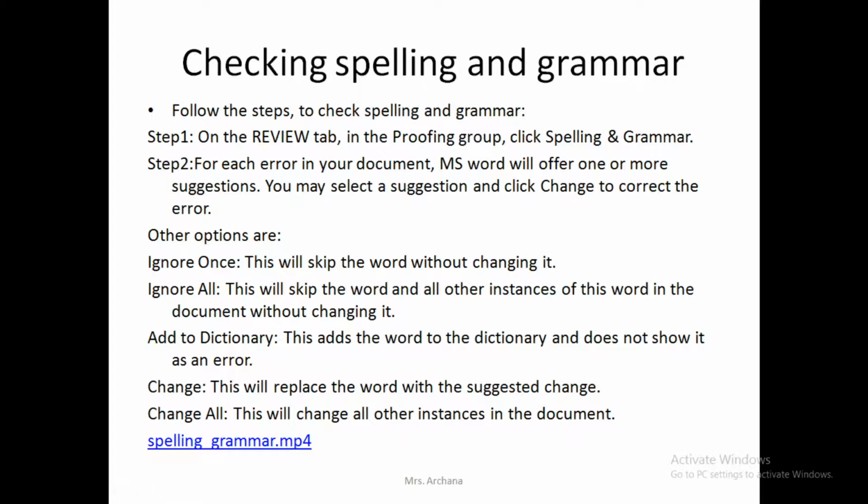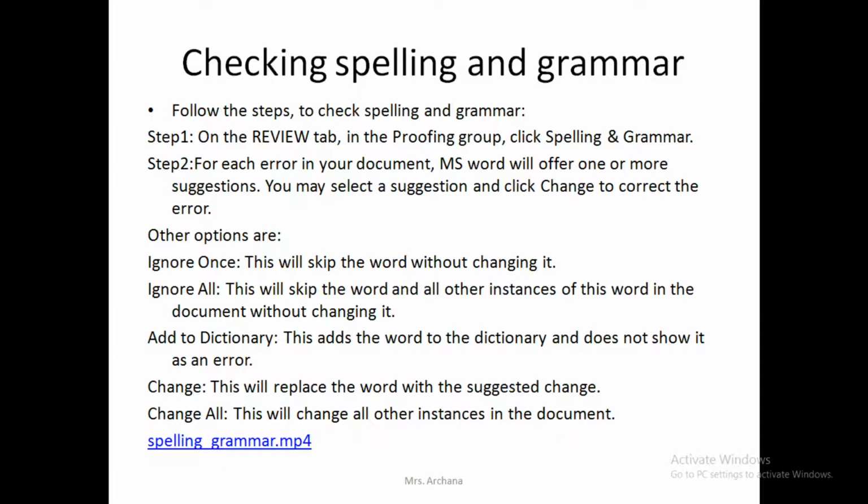Next, checking spelling and grammar. Checking spelling and grammar means, see, you will find here two types of line. For spelling, a red underline, and for grammar, a green underline. Okay, green underline. Now, what are the steps?